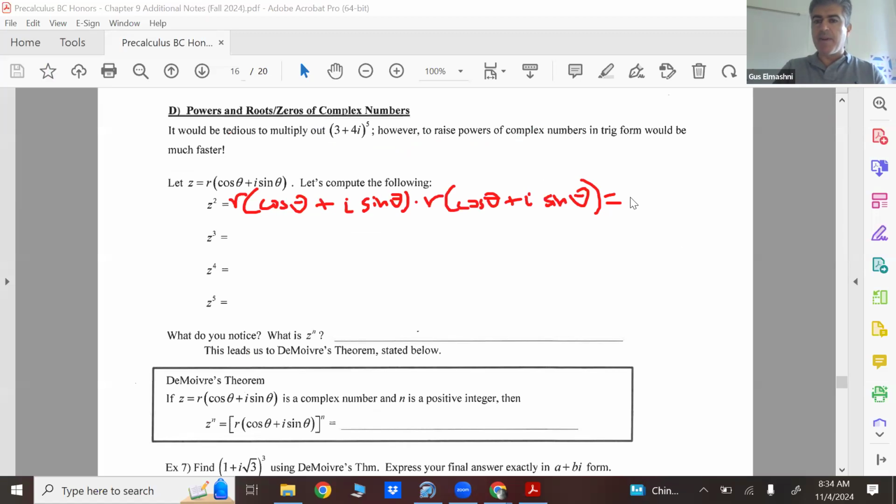r squared, of course, and then you have cosine 2 theta, I'll put 2 theta in parentheses, plus i sine 2 theta. Hope you guys can see that. Actually, I'll put it down below.